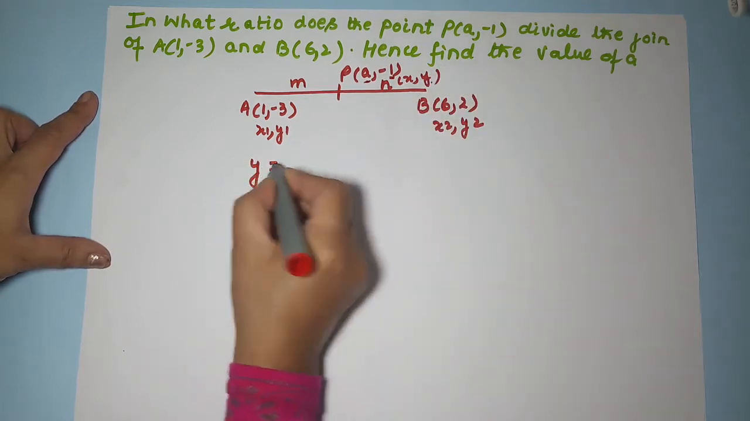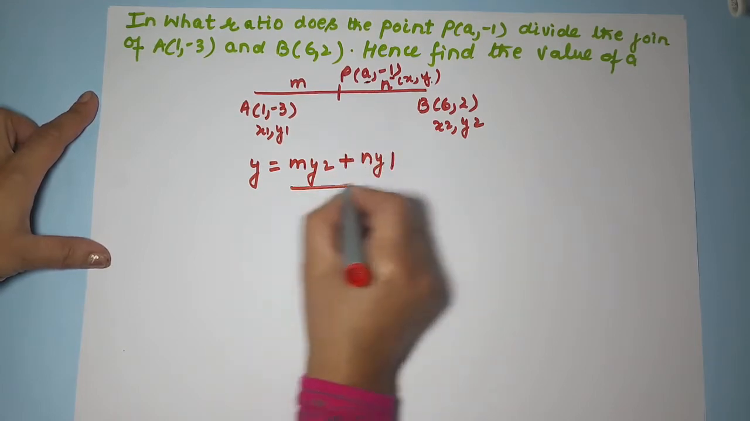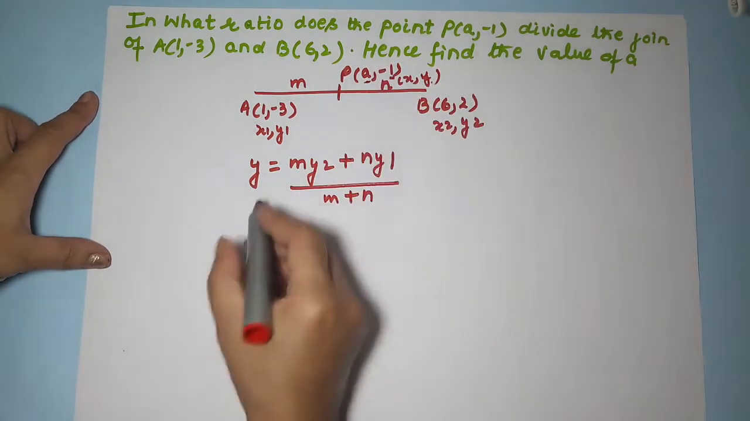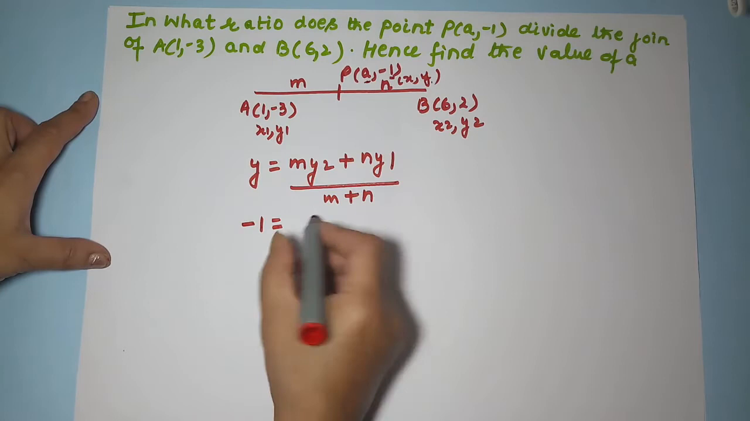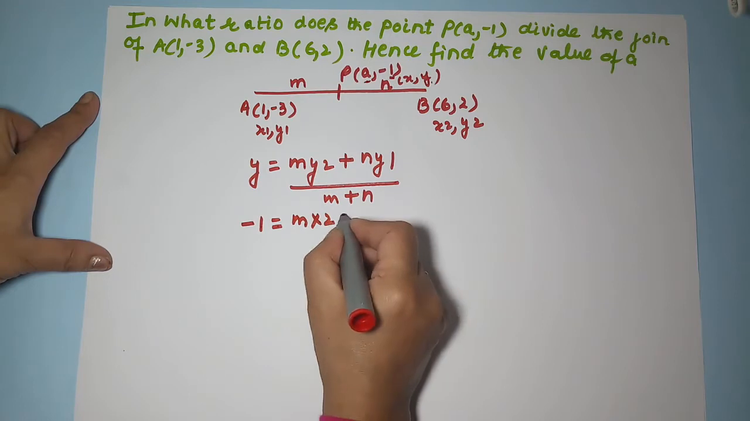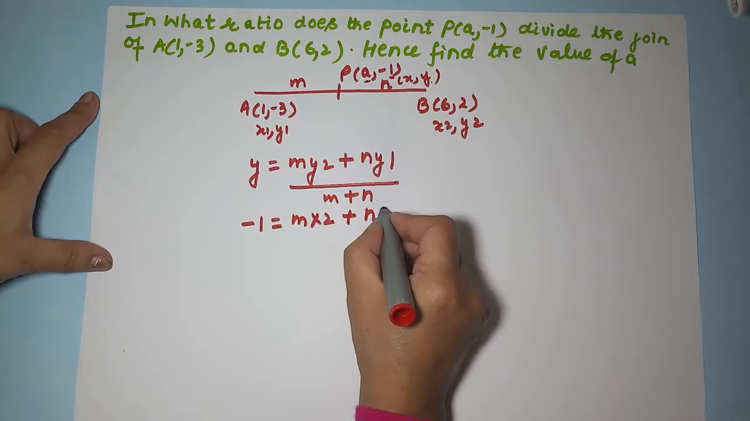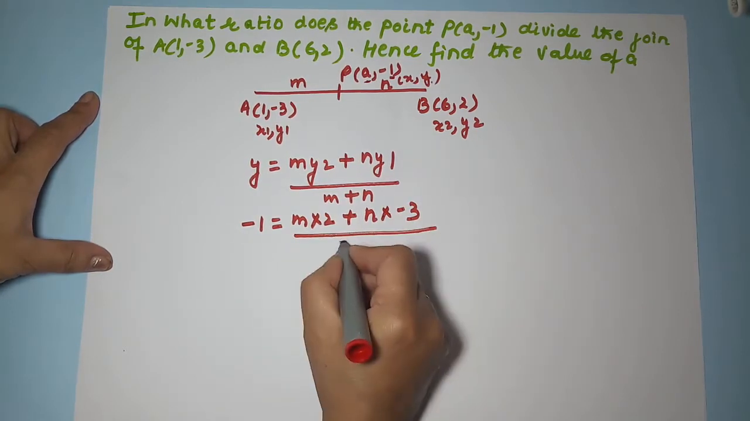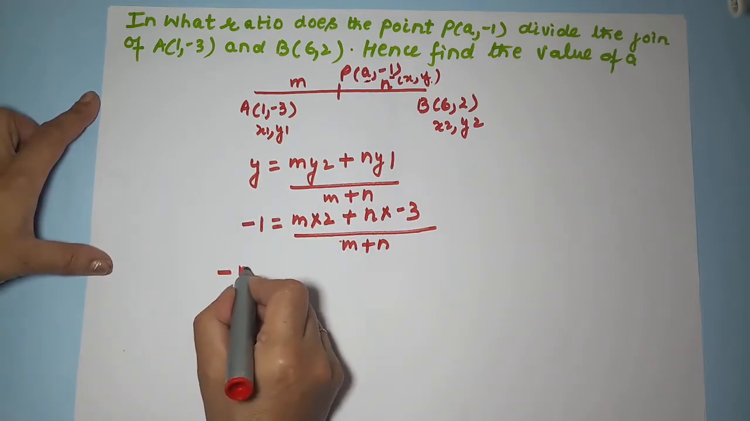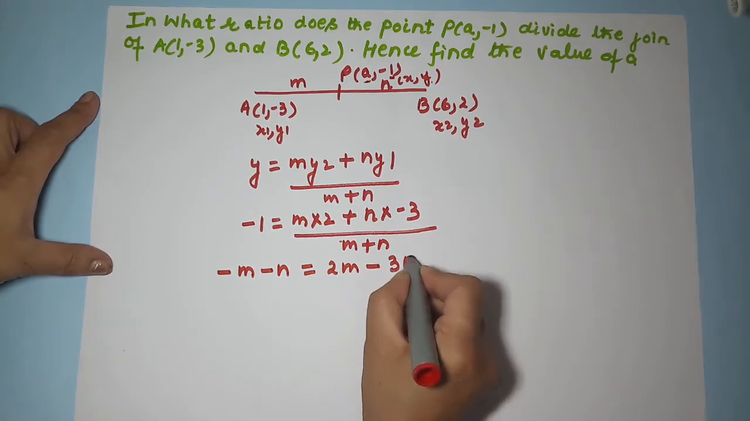So I will write y is equal to (my2 plus ny1) upon (m plus n). Now, what is my y? My y is minus 1. What is my m? I don't know, I have to calculate that. What is my y2? My y2 is 2. What is my n? I don't know, I have to calculate that. What is my y1? It is minus 3, divided by m plus n, right? Now, I will cross multiply. I will get minus m minus n equal to 2m minus 3n, right?